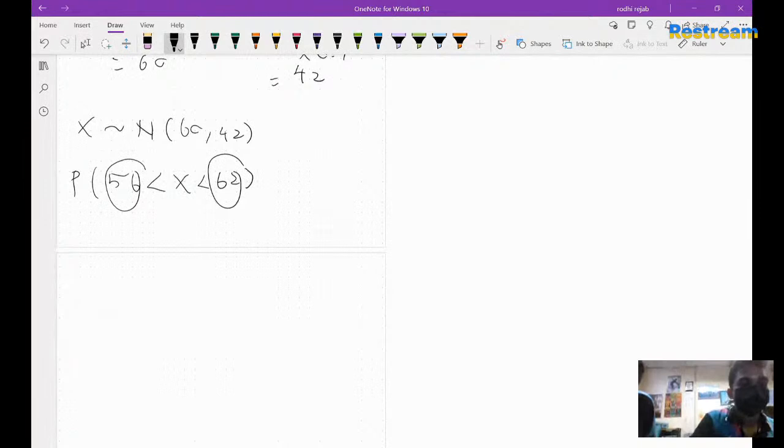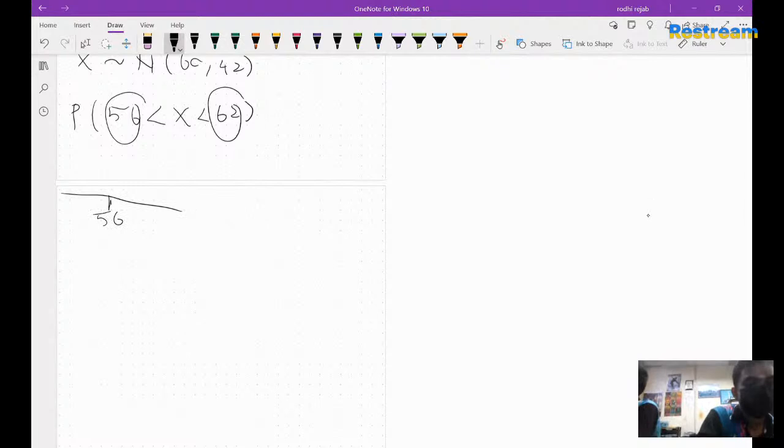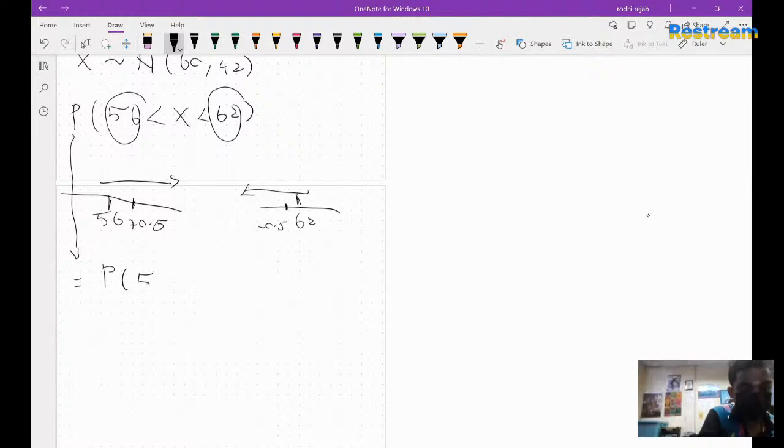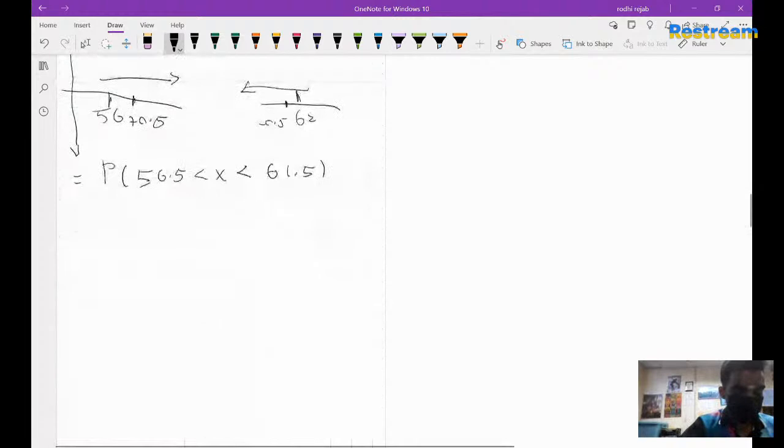So let's say in the number line, this is our 56. X is more than 56, so it's going more than. Since there is no equals to sign, we'll be taking it here, plus 0.5. So for 62, assuming this is the number line, x is less than 62. Since there's no equals to, you just follow the arrow, go here. So since it's behind the number line, it'll be minus 0.5. So this one will now be P(56.5 < X < 61.5). All right, now we can proceed.